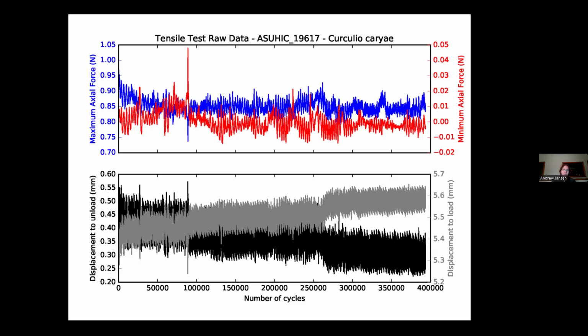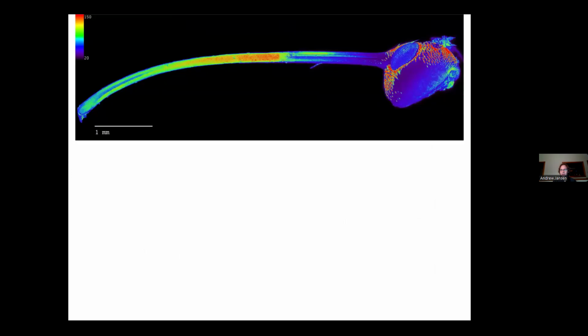And what I'd like to point out here in this particular figure is that the structure never actually breaks. It does straighten out quite a bit, but it never actually breaks. We got to around 400,000 cycles without it fracturing.